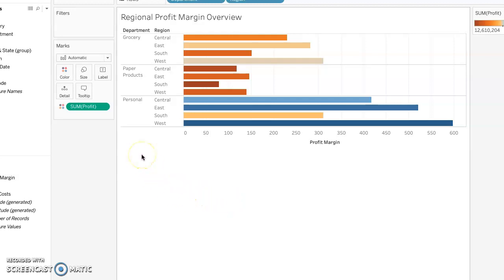There was an interesting trend, which I'll explain more later, in the paper products here. You can see they are significantly more red or orange or lower than, say, the personal or even the grocery, but more on that later.